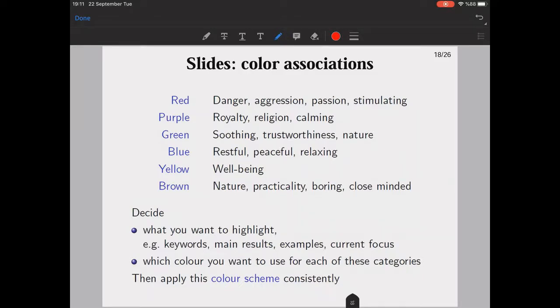Decide what you want to highlight, okay? Are you going to highlight the keywords, main results, examples, or current focus? And be consistent with your choice throughout the presentation. Which color you want to use for each of these categories should be consistent. Then apply this color scheme consistently.